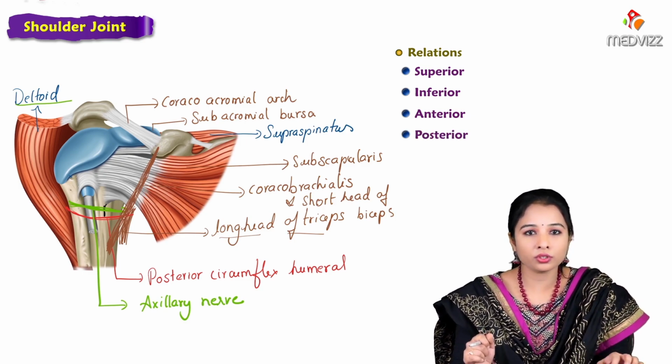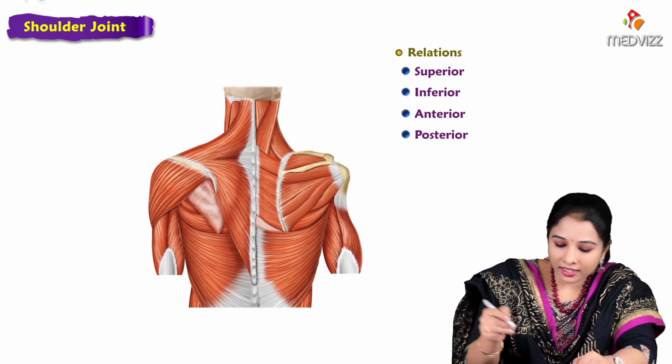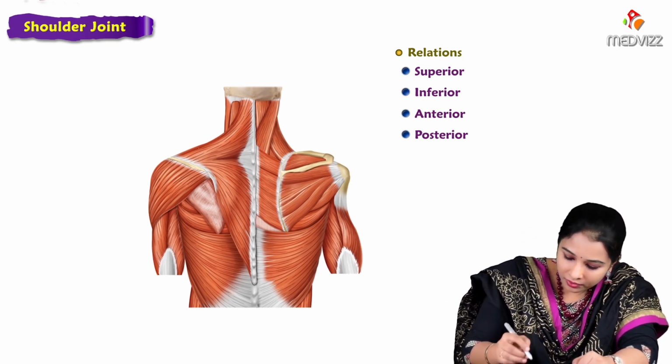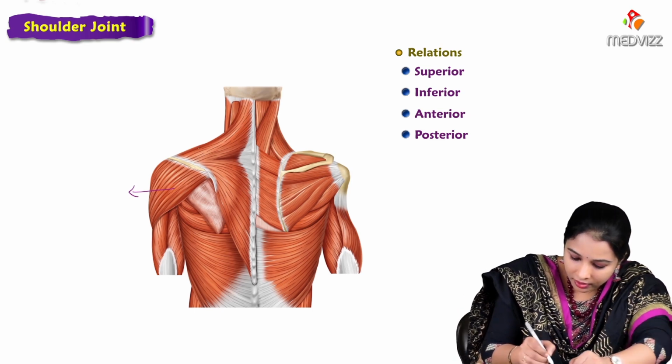Then moving on to the posterior relations. Posteriorly, it is related to the posterior fibers of deltoid. So these are the posterior fibers of deltoid.